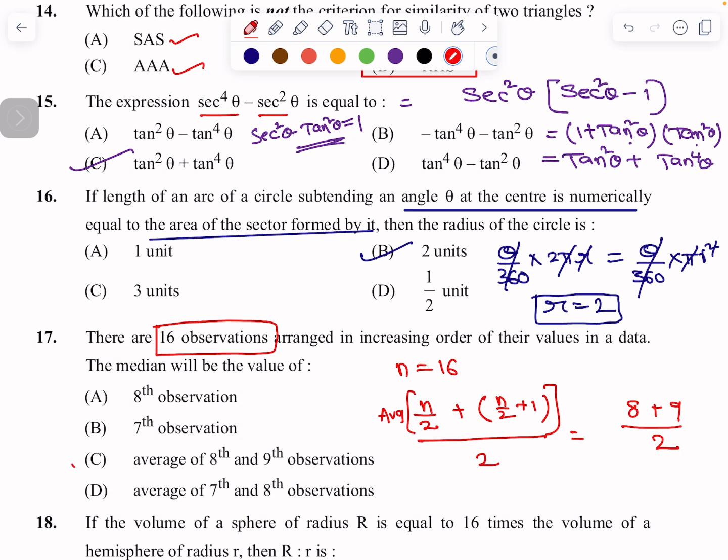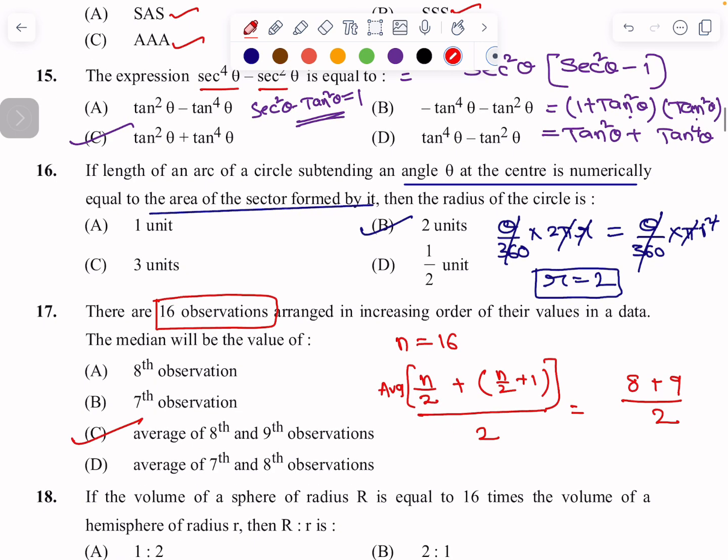Okay, this is the average of the 8th and 9th observations. You put a tick mark on C. For an odd number, which one can you take here? N plus 1 by 2, yes, the median value. Then how do you get the median value for an odd number?